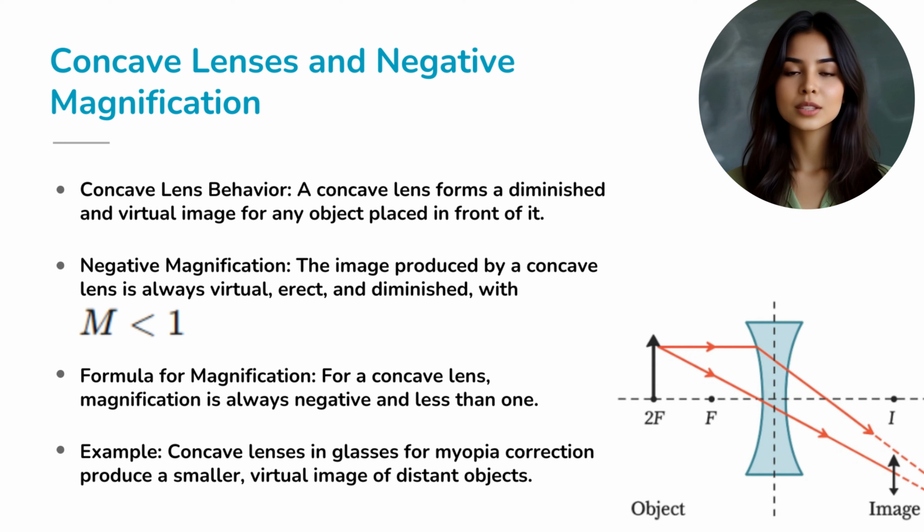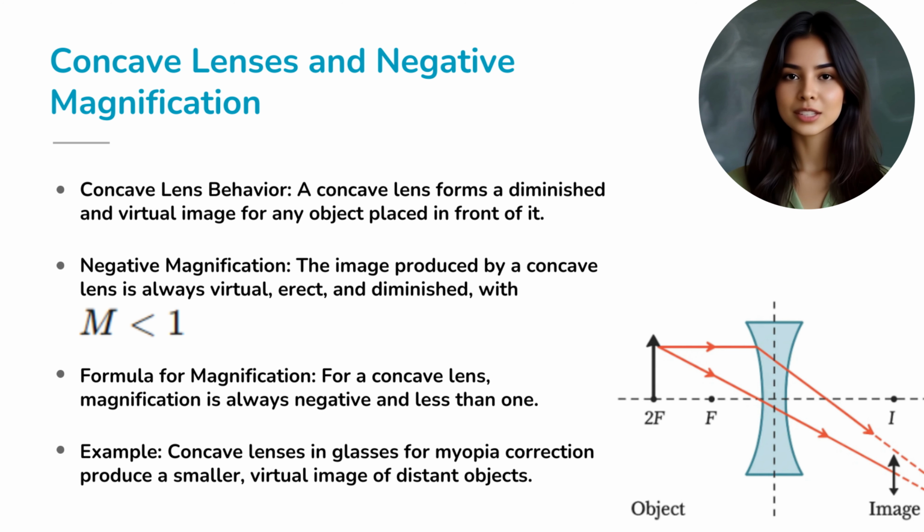A concave lens always produces a diminished, upright, and virtual image of any object placed in front of it. No matter how close or far you put the object, the image is always smaller and appears on the same side as the object. This is why we say the magnification for a concave lens is negative and always less than 1. Mathematically, m is less than 1. That means the image height is smaller than the object height.